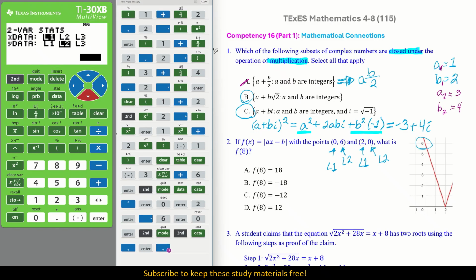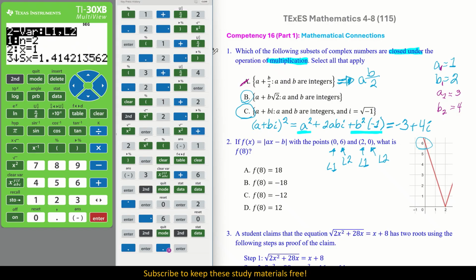Now I go to calculate, push enter. You have to arrow up or down. I'm going to arrow up. You get to your A and your B right here. See how my A is -3? Well, that is my M. That's what I had.